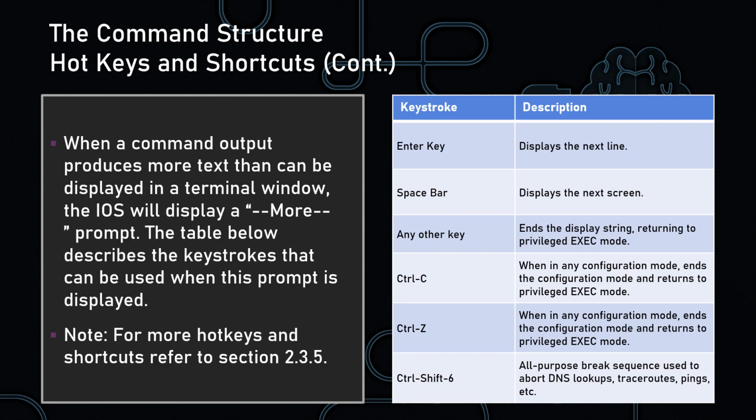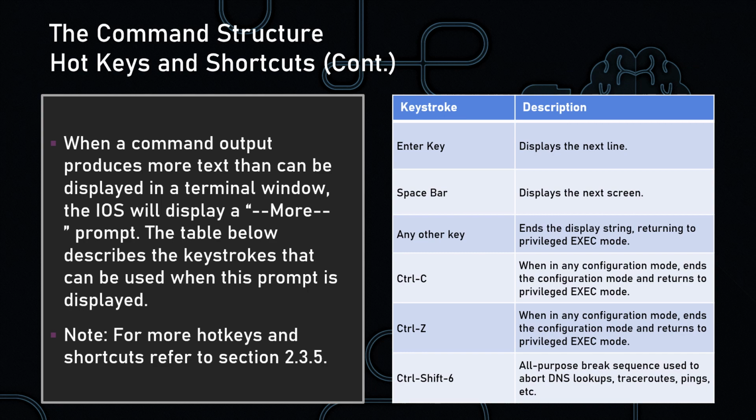and jump back into privileged exec. If we are in any configuration mode and want to go back to privileged exec, we can use Control C, which is what's called a break command, jumps us back. You can also do that with Control Z. Now Control Z is intended to work in configure terminal mode, but it does work in any configuration mode. Control Shift 6, this is an all-purpose break sequence specifically to abort actual things that are in sequence.